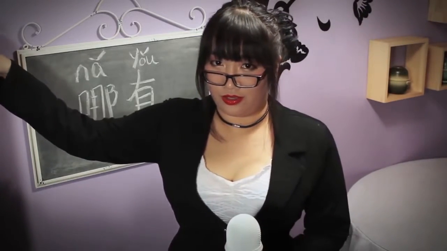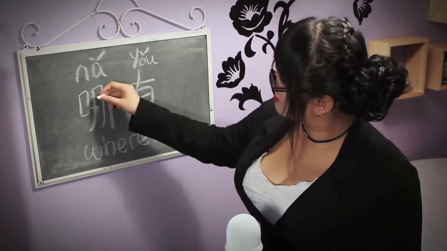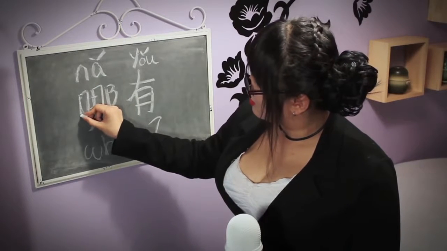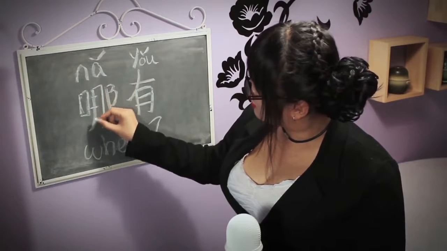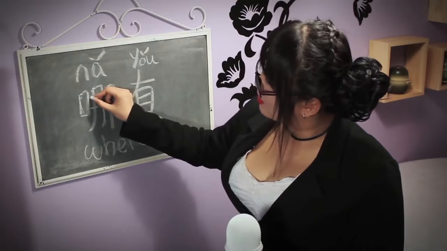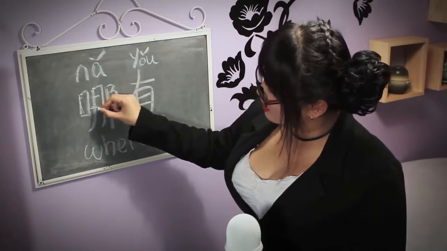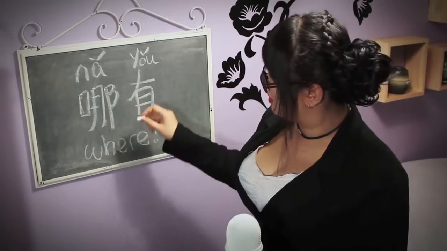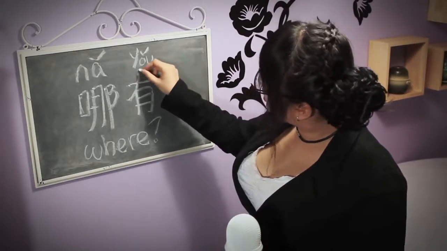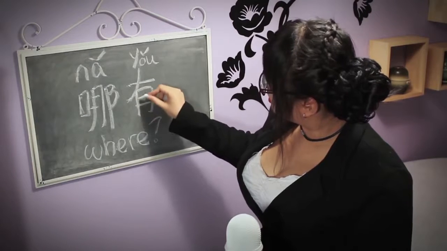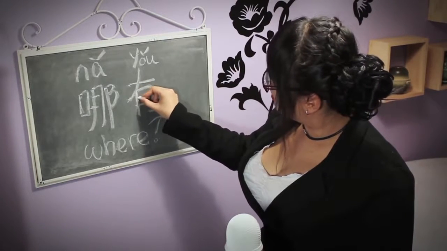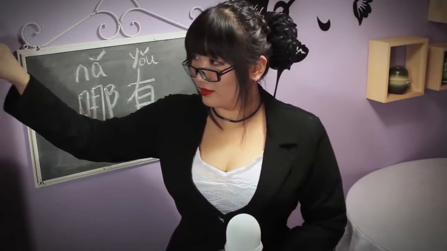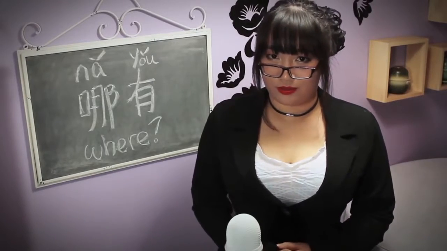So the stroke order for 哪有 is 1, 2, 3, 4, 5, 6, 7, 8, 9. 1, 2, 3, 4, 5, 6. 哪有.